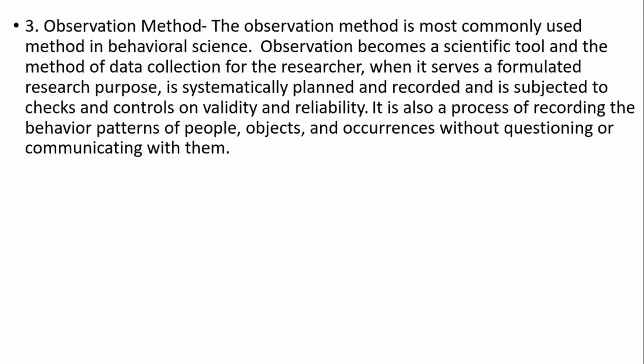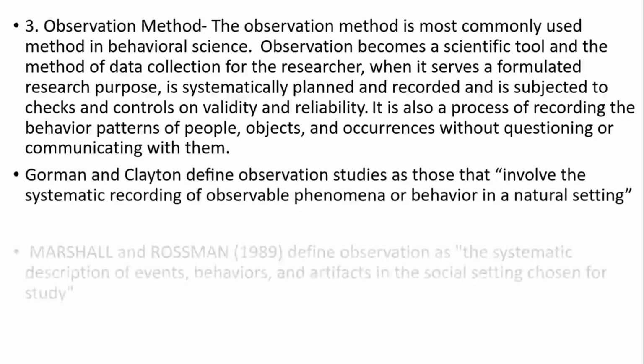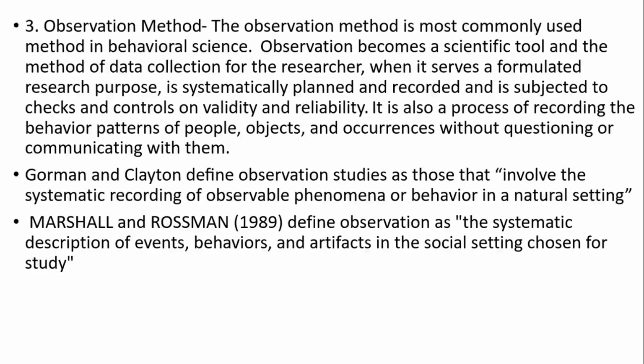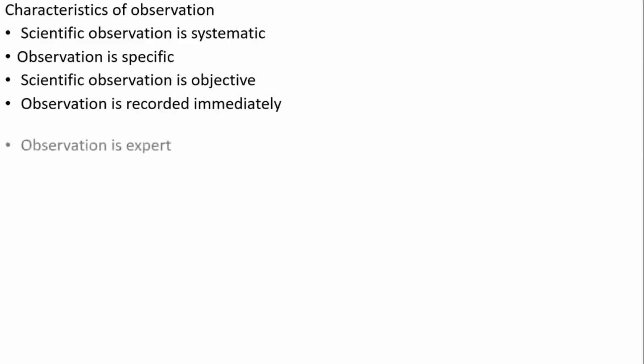The third question is observation method. The observation method is the most commonly used method. This we have seen in previous question papers, and it is defined as systematic description of events, behaviors and artifacts in a social setting chosen for the study. Characteristics of observation include: scientific observation is systematic, specific, objective, recorded.